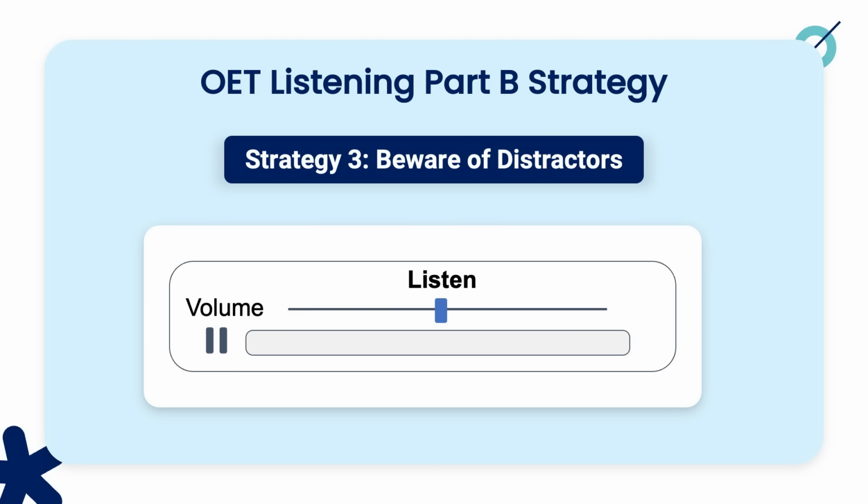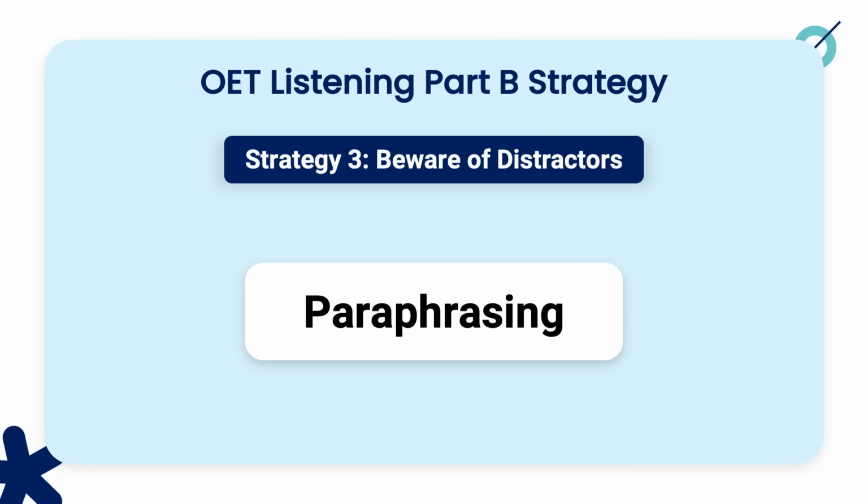Strategy 3 is to beware of distractors. OET loves to use synonyms. Do not just pick the answer that sounds like the word you heard. Often, the correct answer uses different words to describe the same idea. This is called paraphrasing. The incorrect answers might use the exact words from the audio, but in the wrong context. They do this to mislead you, so don't be fooled.